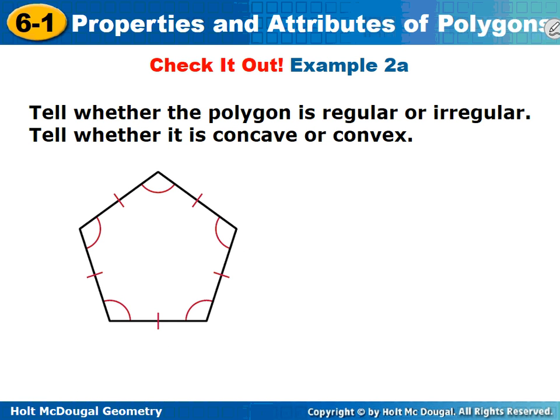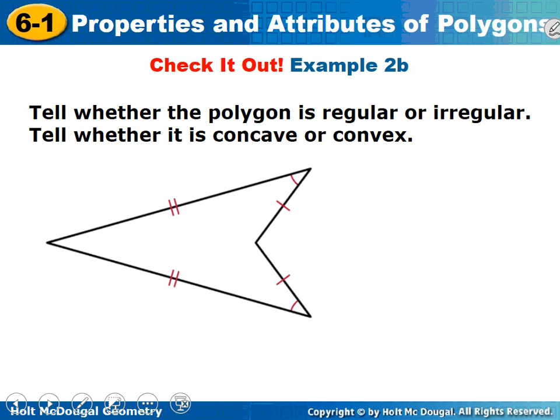All right. Next one, Matt, regular or irregular? Regular. It's equilateral, it's equiangular. Trey, concave or convex? Convex. It is not caving in on itself anywhere. All diagonals would be inside. So regular, convex. All right, are we getting the idea? Do we need to keep going?